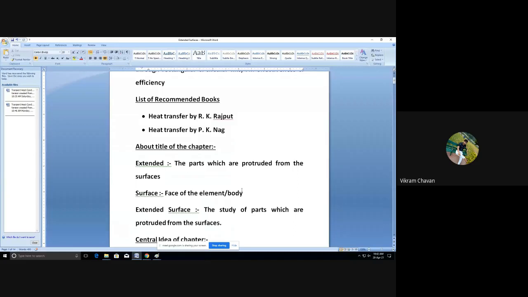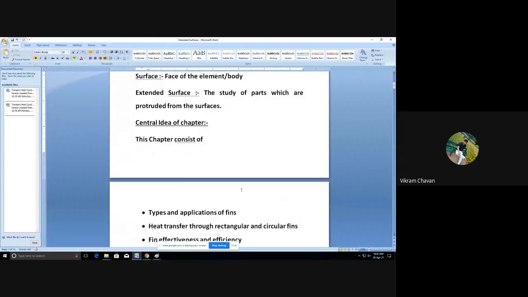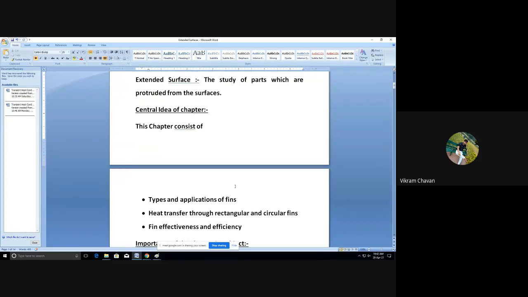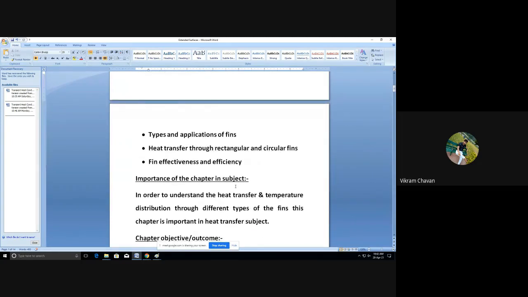Okay. Then chapter idea. This chapter consists of different applications of fins, then heat transfer through rectangular and circular fins, and also we'll get the idea of effectiveness and efficiency of a fin. Then why this chapter is important in this particular subject? Okay, so in order to understand the heat transfer and temperature distribution through different types of fins, this chapter is important in heat transfer subject.